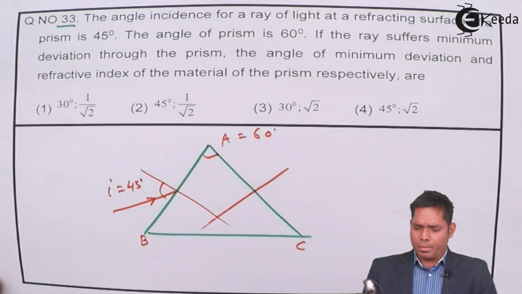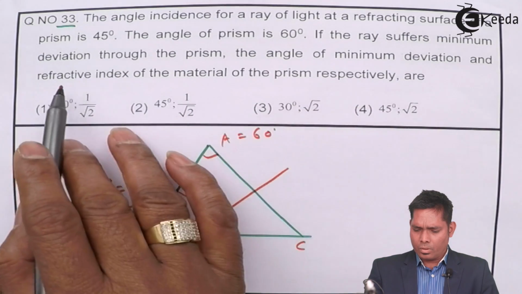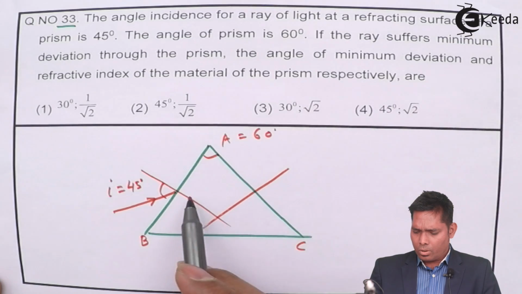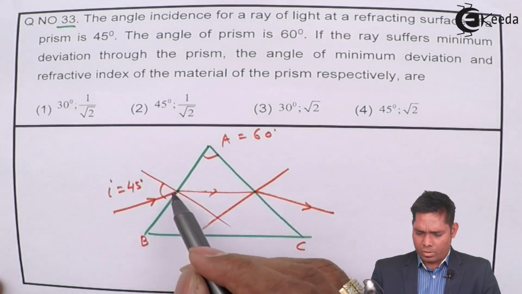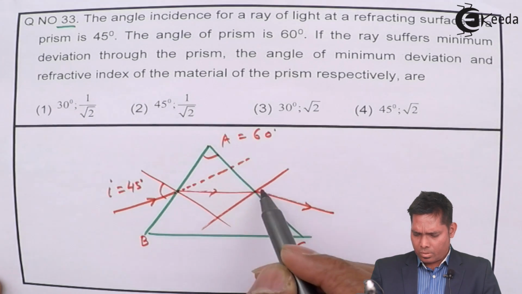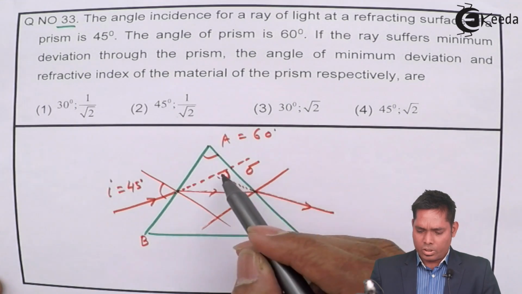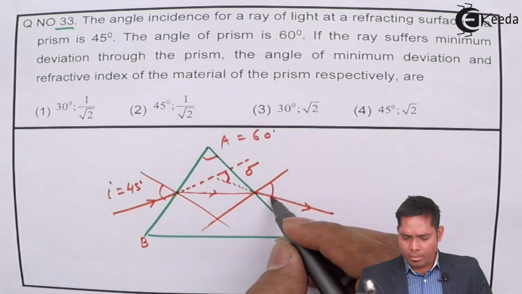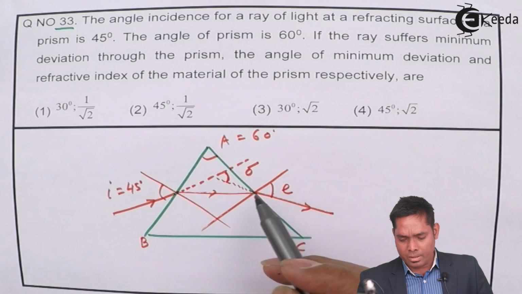If the ray suffers minimum deviation through the prism, the angle of minimum deviation and the refractive index of the material of the prism respectively are. So suppose that it goes to minimum deviation, and this will be our delta m. This is delta, and that becomes minimum under the condition that i and e must be the same, where i is the angle of incidence and e is the angle of emergence.